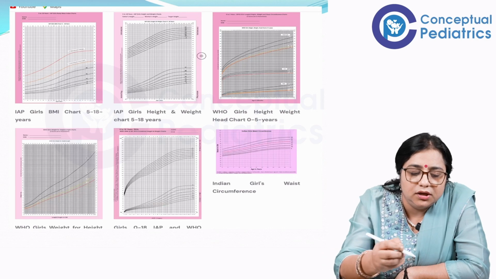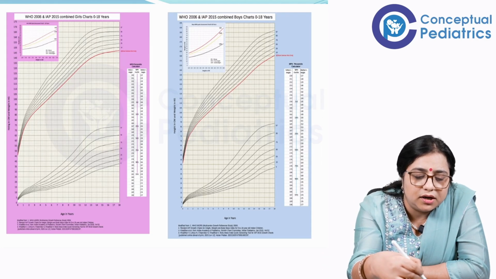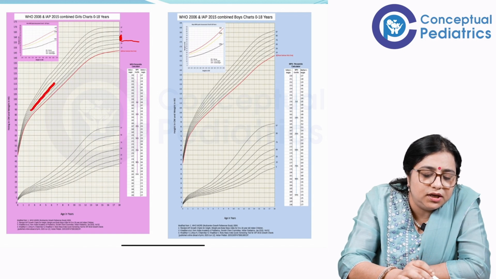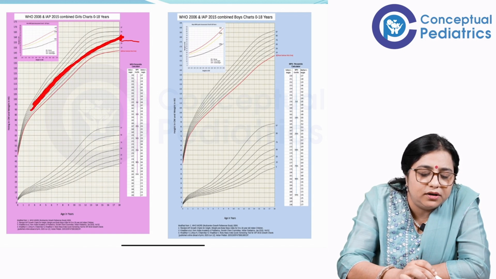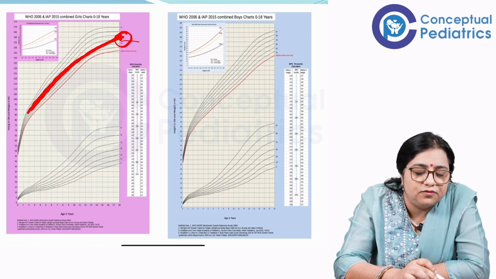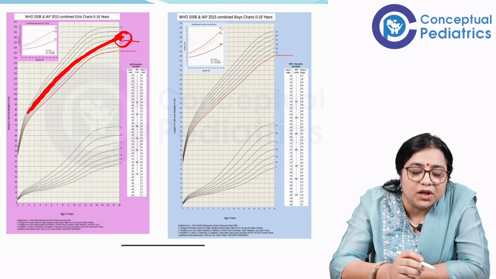We plot the height at 18 years. Supposedly this is the mid-parental height. We plot it here. So how do we know it? If a child is following this percentile level and this is the normal height pattern of the child, so this is the mid-parental height plotting. The child is following his percentile levels.